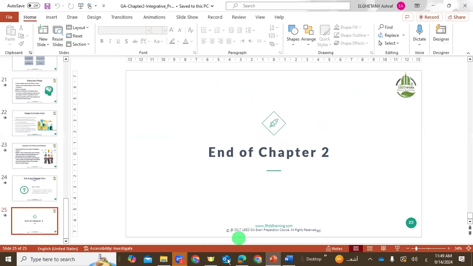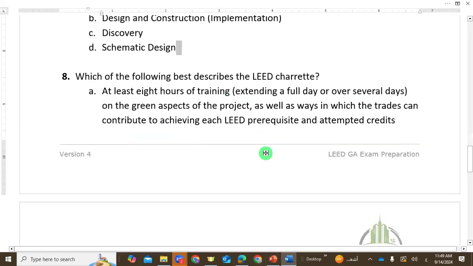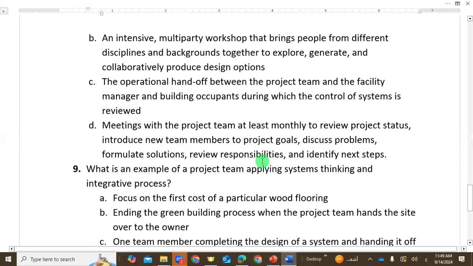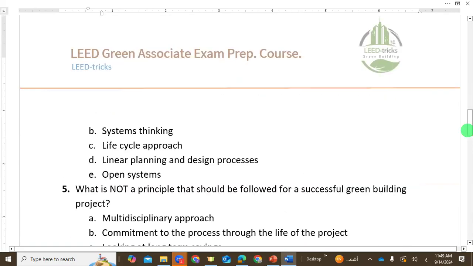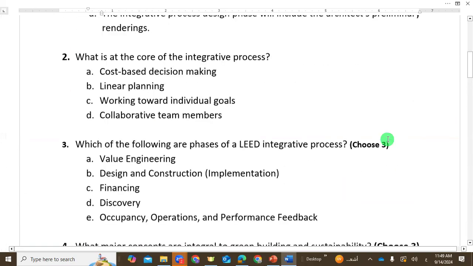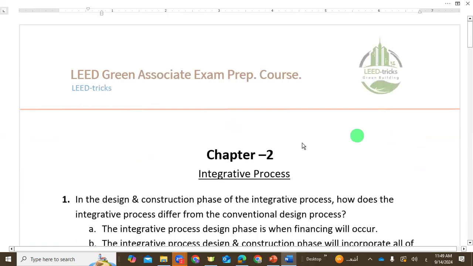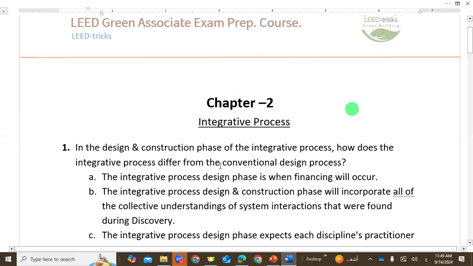Now, let's have questions. I will answer the questions for this chapter with you, but next, after the break, you will take a homework and we'll discuss it next Saturday, with chapter 1, the LEED process, integrative process.